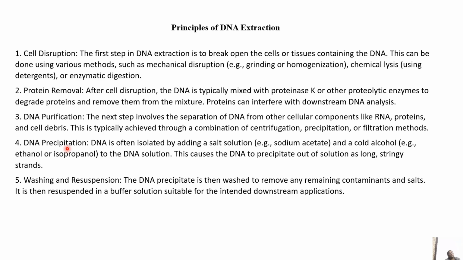Then DNA purification. The next step involves separation of DNA from other cellular components like RNA, proteins, and cell debris. This is typically achieved through a combination of centrifugation, precipitation, or filtration methods. Now, DNA is often isolated by adding a salt solution, for example, sodium acetate, and cold alcohol like ethanol or isopropanol to the DNA solution. This causes the DNA to precipitate out of the solution as long stringy strands.